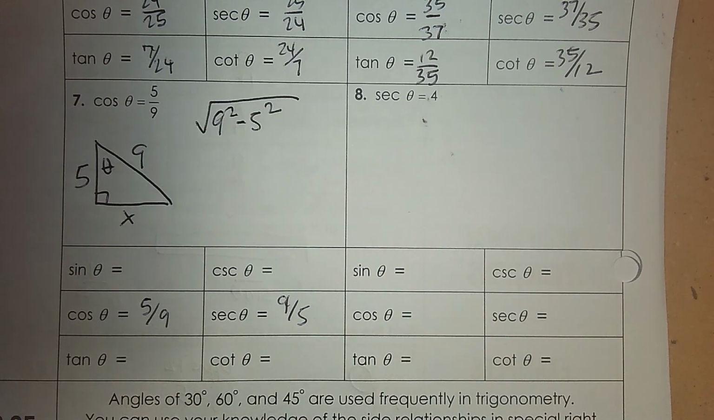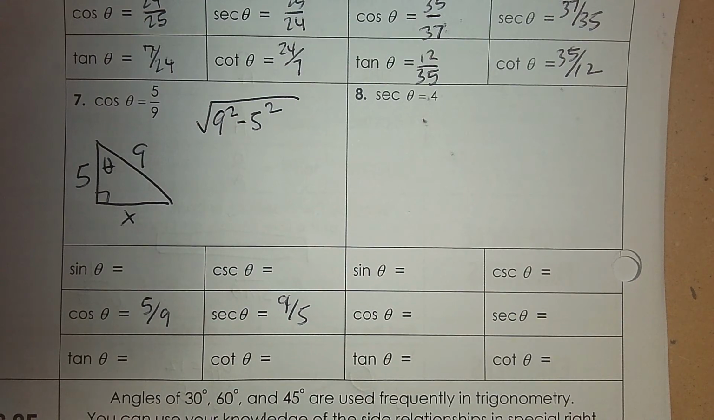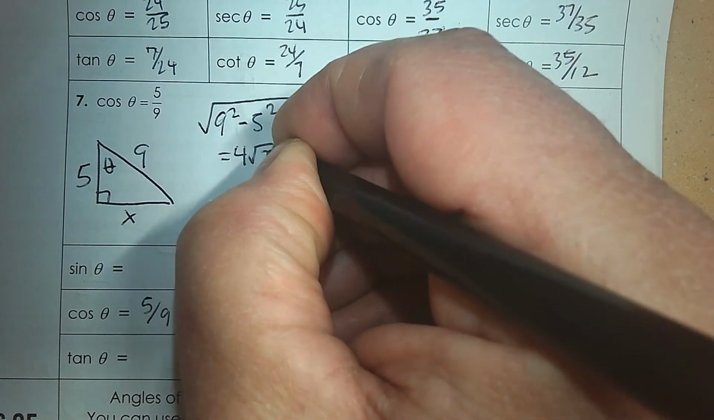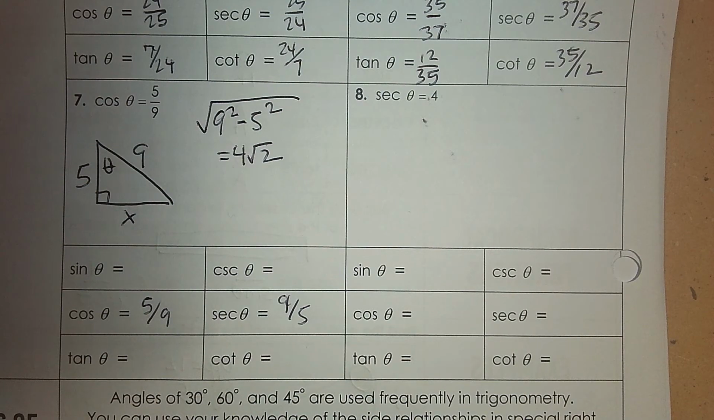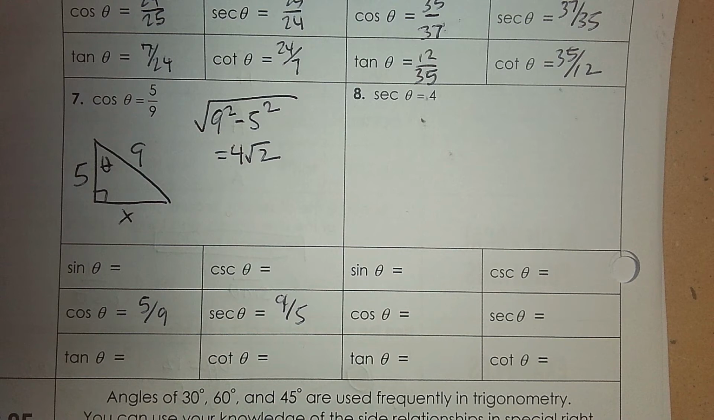Again, do not go diamond enter. I don't want the decimal answer. What is it exactly in your calculator? Did you get that answer exactly? 4√2? Not diamond enter, just enter, right? I don't need a decimal. The square root of 9 squared, take away 5 squared.